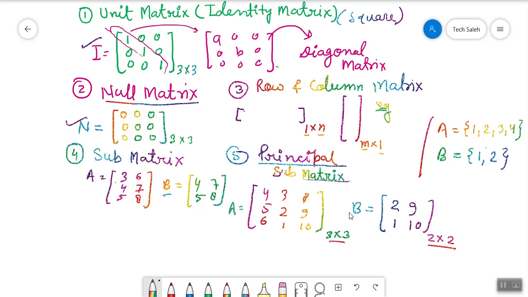And the principal submatrix is generally another kind of square matrix. Some submatrices may or may not be square matrices. Okay, so that's enough, right?